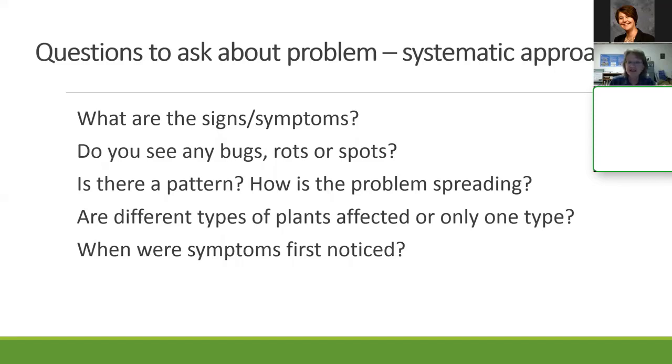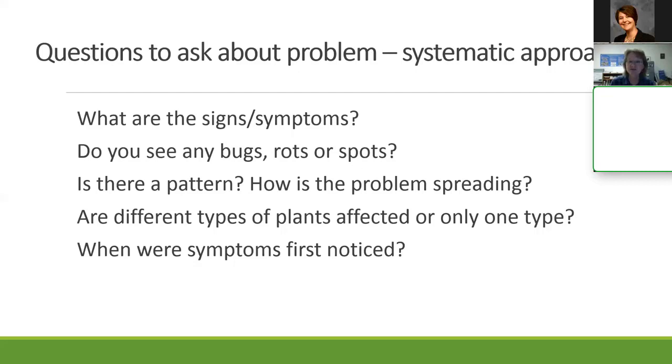Obviously, what are the signs or symptoms, especially if somebody's calling you on the phone? What's happening to the plant? Why do you think something's wrong? What are you seeing? Browning, yellowing, spots, chewing. So do you actually see any insects, rots, or spots, as we call it on Backyard Farmer, bugs, rots, and spots? Is there any kind of a pattern to the damage?